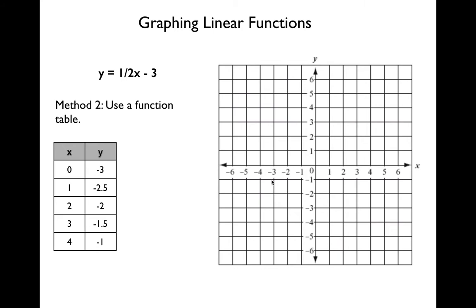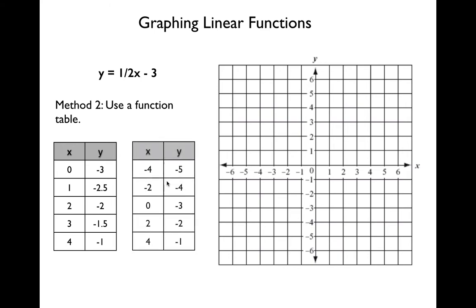So I've made a second function table, and notice I've chosen different values. I chose negative 4, negative 2, 0, 2, and 4, and notice the outputs that I get when I choose these values. Now, why do you think that occurs? I'll give you a second to think about it. Why do these input values give us outputs that are all integers?